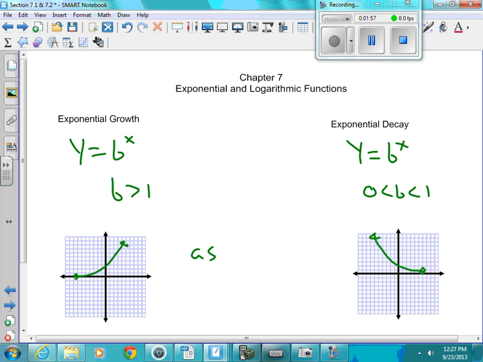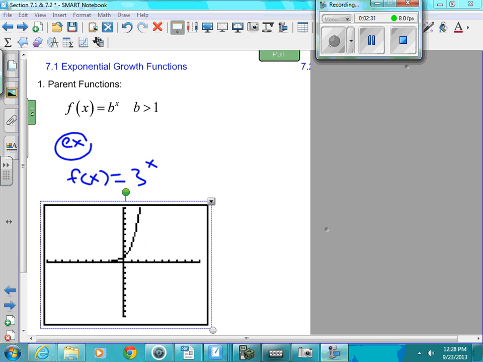Right now, these graphs have an asymptote of y equals 0. Remember, asymptotes are like those imaginary lines the graph will not cross. Now, when we add or subtract stuff outside of the b to the x, that's going to move our graph up and down, and it's going to move our asymptote y equals 0 up and down. So that k value, if you will, that we're going to add and subtract outside of b to the x is going to manipulate our asymptote line and change that as well. So keep that in mind as we proceed through the chapter.